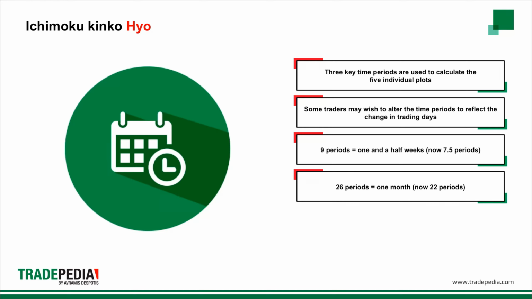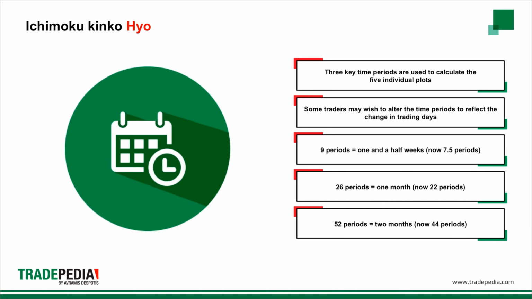Okay, so mainly because it's 1.5 weeks, and right now our working week, our trading days, is only 5 days. And then 26 days, 26 period, right? So 26 period used to be 1 month. Now our 1 month trading period is 22. Okay, and then we have 52 period. So 52 periods represents 2 months, and now we can change it to 44, because 1 month is 22 working days.